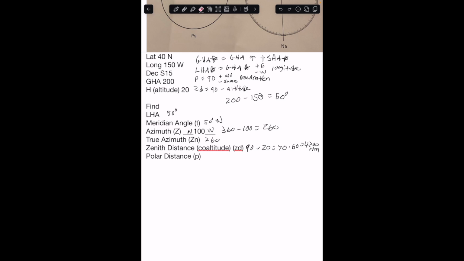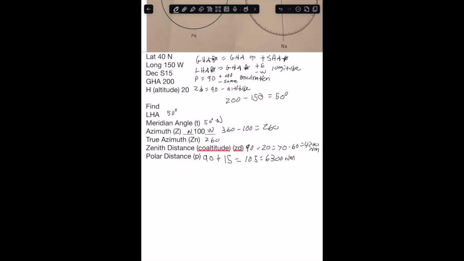So now we need to find polar distance. Now, polar distance is either 90 plus or minus your declination. And in this situation, our declination is south, our latitude is north, so that's an opposite. We're going to add them. So we're going to go 90 plus 15 is 105. Now, that's degrees. Polar distance is a distance. So we have to do 105 times 60, which is 6,300.